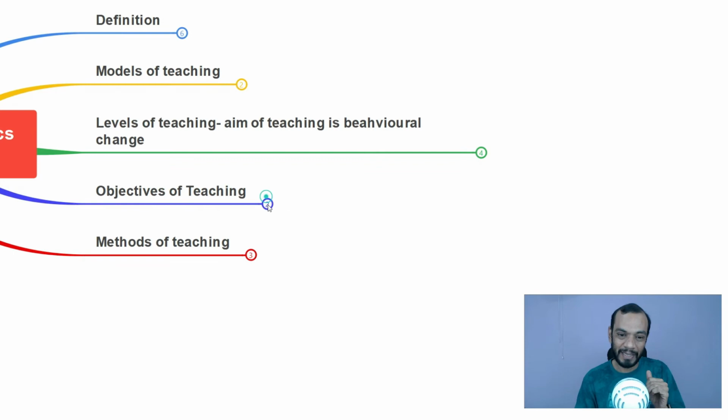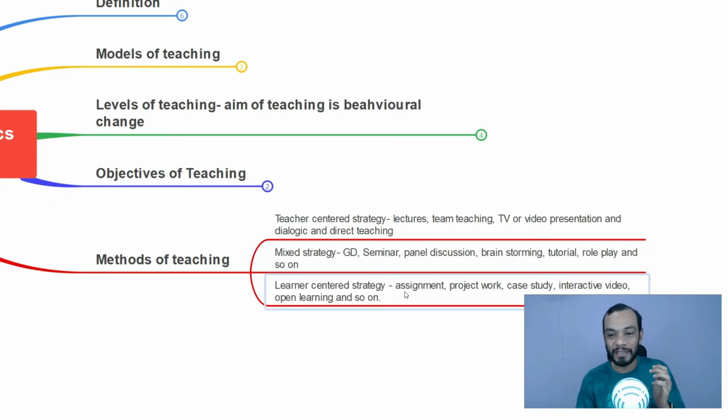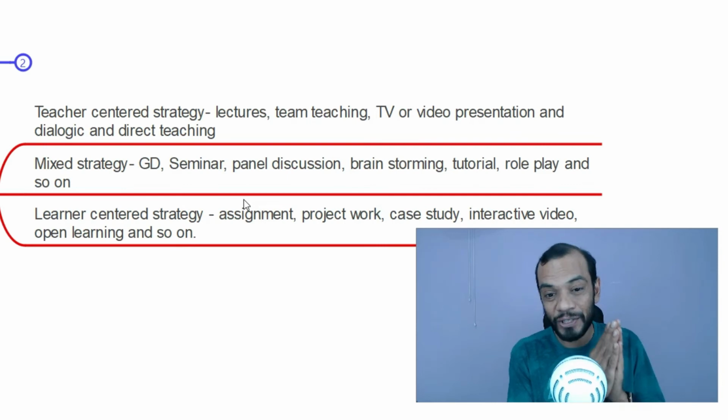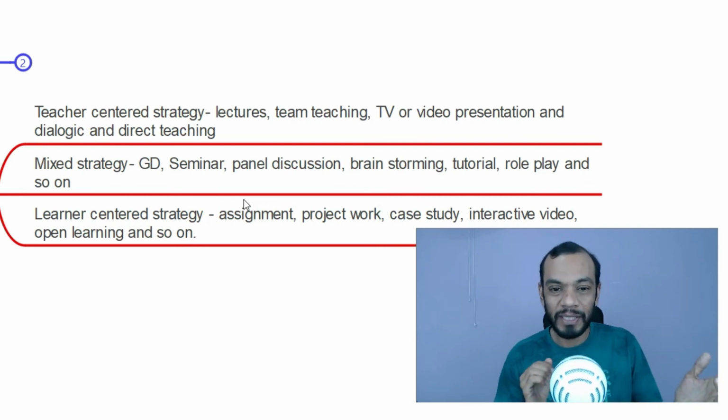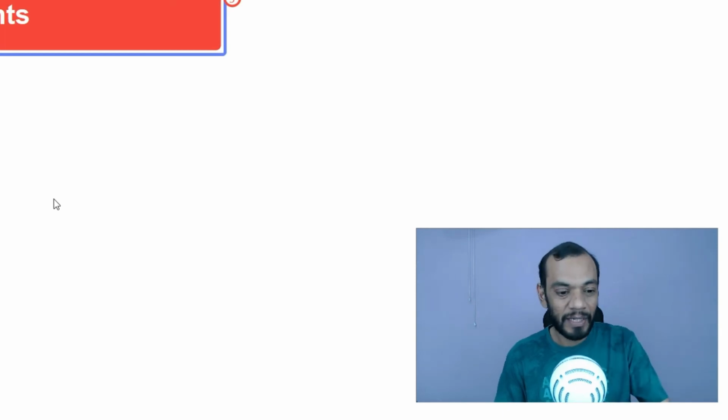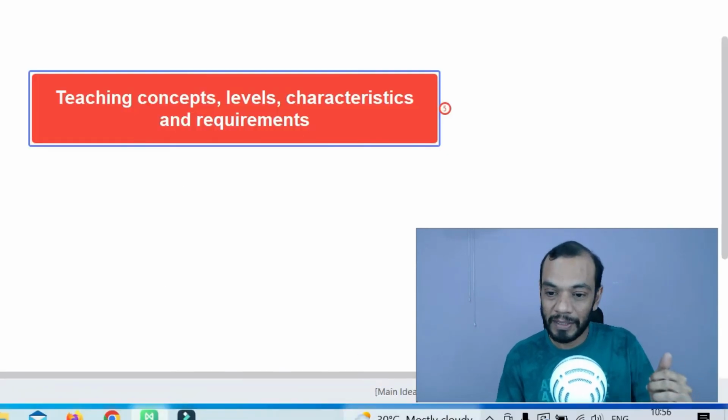And what are the methods of teaching? There are 3 methods we use for teaching: teacher-centered, mixed strategy, and student-centered strategy. You all know about this. Teacher-centered is about lectures, team teaching, TV. Mixed is about seminar, panel discussion, and learner-centered about assignment, project work, etc. So, in short, this is the basic thing that you have to learn about teaching. Next we will speak about the learner.